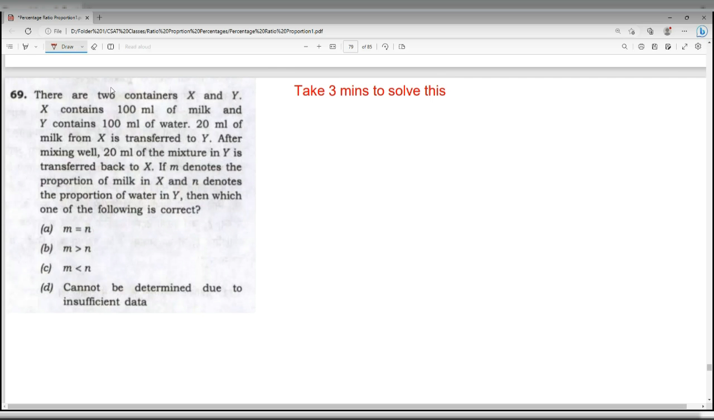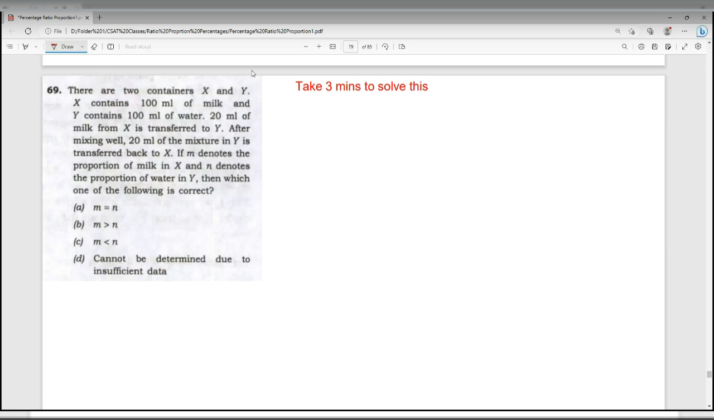They are saying that there are two containers, X and Y. X contains 100 ml of milk and Y contains 100 ml of water. 20 ml of milk from X is transferred to Y. After mixing well, 20 ml of the mixture in Y is transferred back to X. If M is the percentage of milk in X, and N is the percentage of water in Y, then which of the following is correct? M is equal to N, M is greater than N, M is less than N.